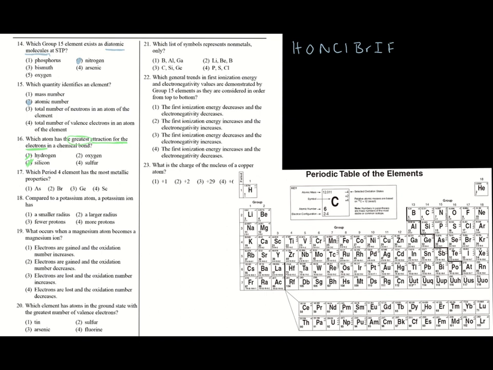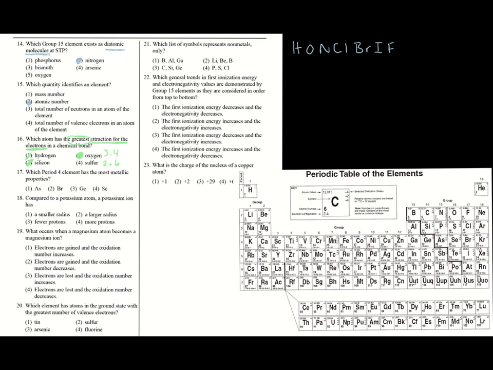Number 17. Which period 4 element has the most metallic properties? So period 4 means we're over here, and most metallic means we're over on the left side, the leftmost element. But none of AS, BR, GE, and SC are over on the left side, so we gotta look over here. AS, GE, and BR are over here, but SC is all the way over here. So scandium is going to be the most metallic because it's the most on the left side.